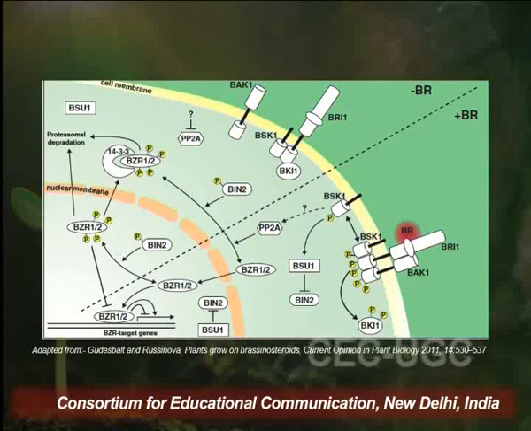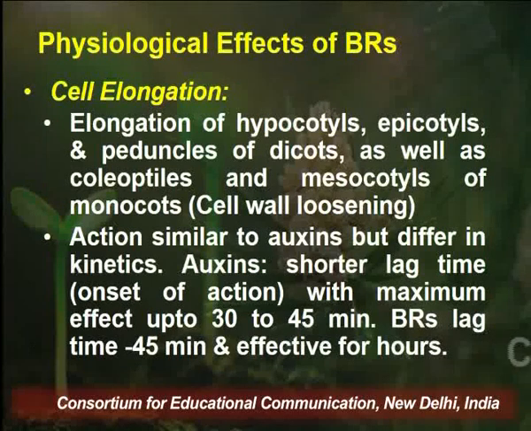Now the question is, what are the different effects that are exhibited by brassinosteroids? First one is, brassinosteroid causes elongation of the cells. It has been observed that application of extracellular brassinosteroids causes elongation of hypocotyls, epicotyls, peduncles of dicots, as well as coleoptiles and mesocotyls of monocots. This effect of cell elongation is largely attributed to the cell wall loosening effect of the brassinosteroids. Though the action is similar to auxins, the action differs in terms of the kinetics.